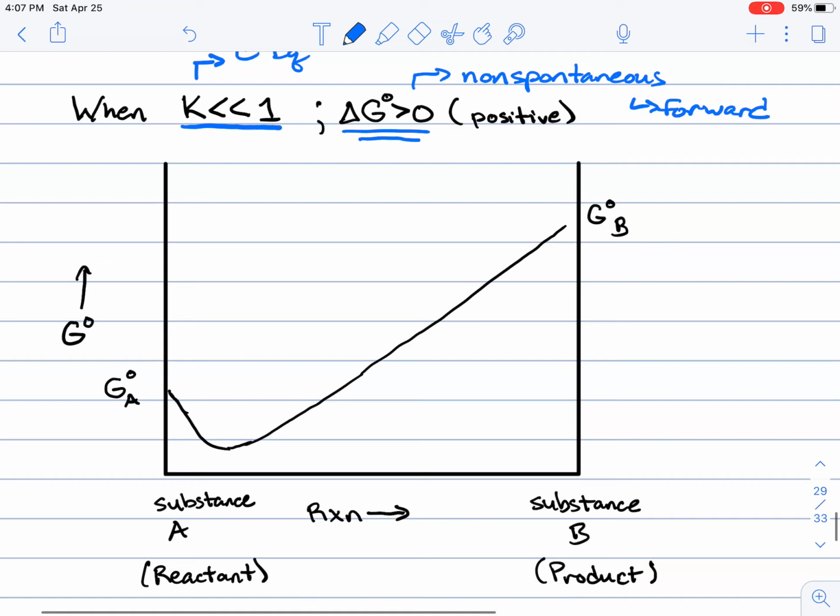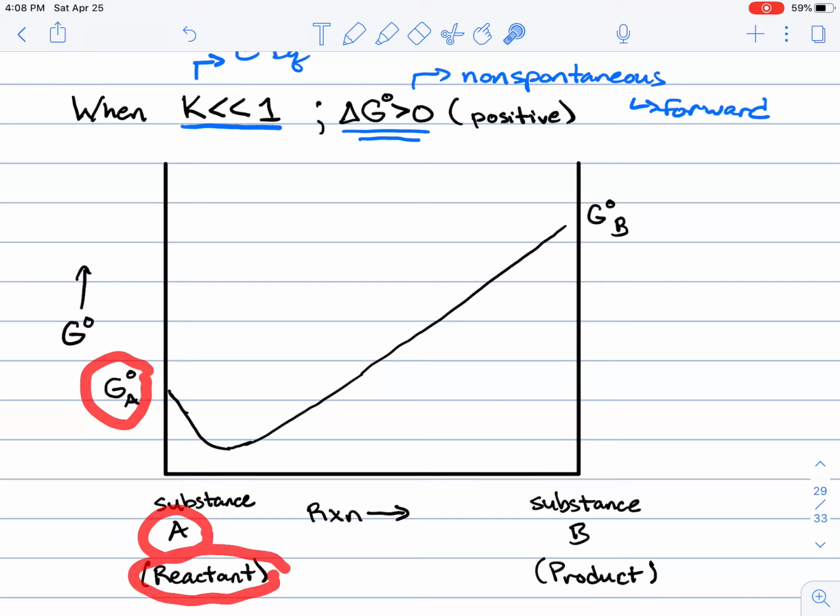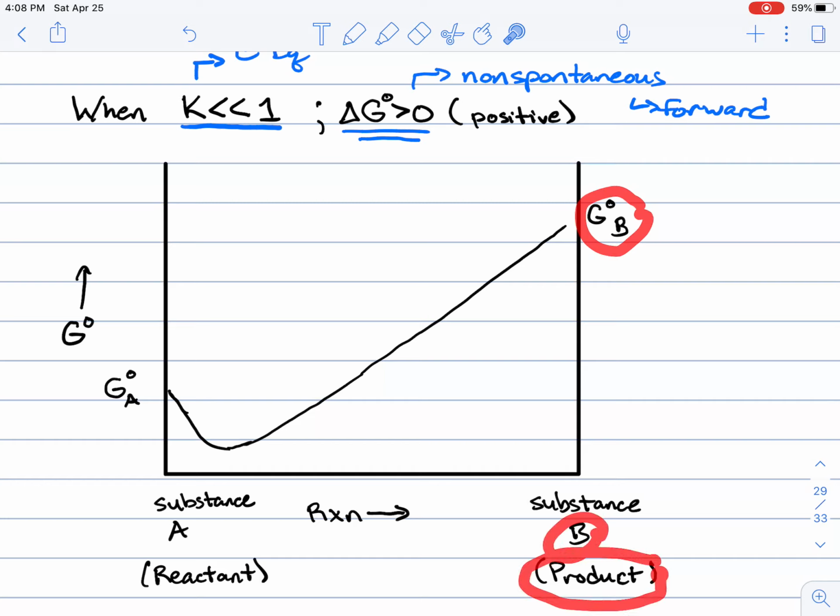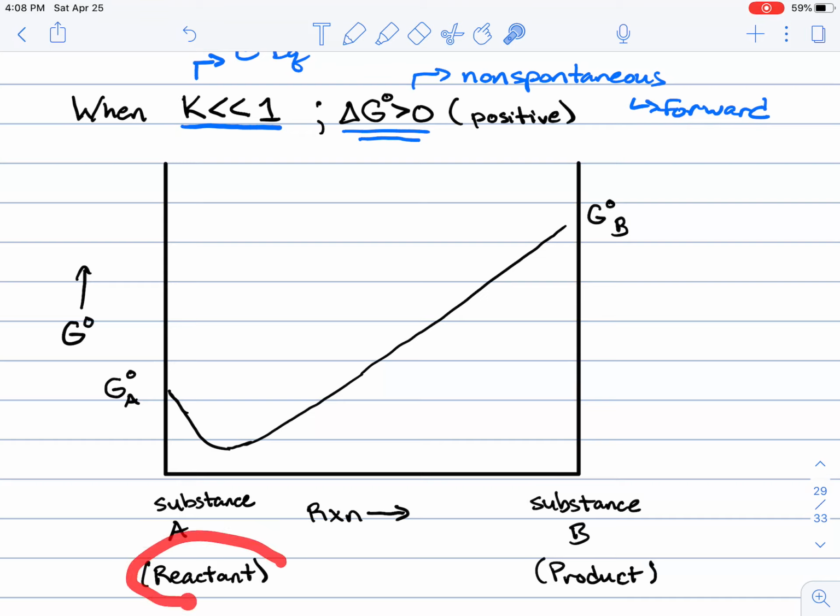Now, for looking at the little intricacies of what's happening in this graph, once again, the y-axis is representing the free energy. And so this is going to be the free energy of the reactants, reactant A. Okay. And this is going to be the free energy of reactant B. Or, I'm sorry, not reactant B. This is going to be the product, right? So B is going to be our product. And once again, the x-axis is going to represent the progress of the reaction, the conversion of reactants to products.